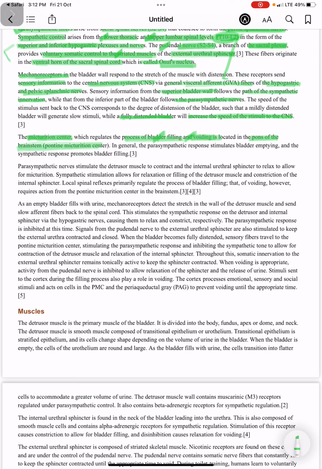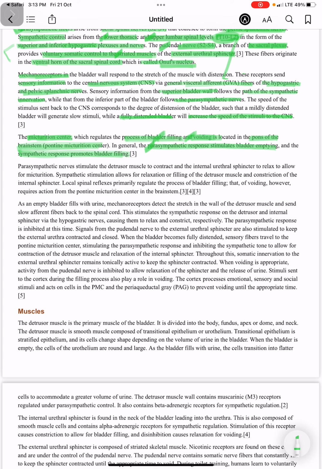In general, the parasympathetic response stimulates bladder emptying, and the sympathetic response promotes bladder filling. Parasympathetic means bladder emptying and sympathetic means bladder filling.